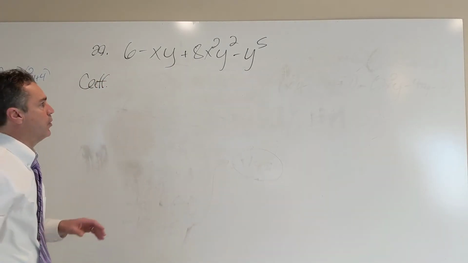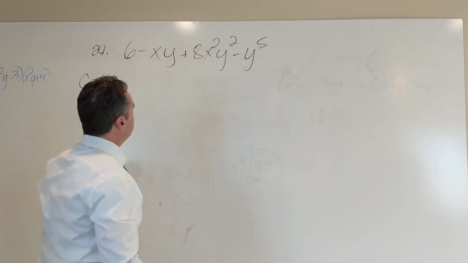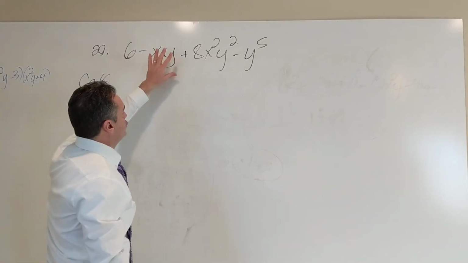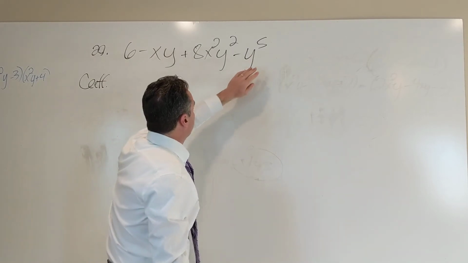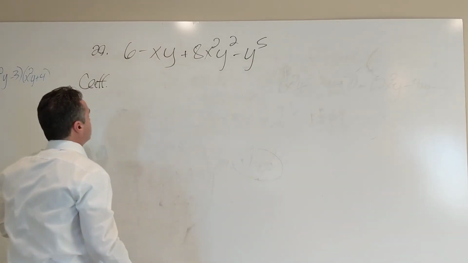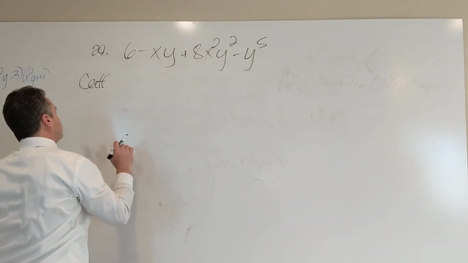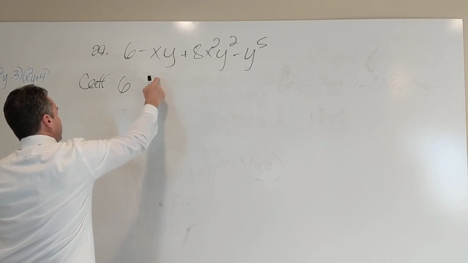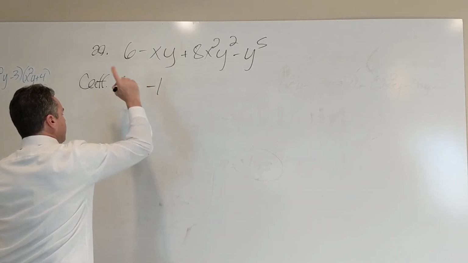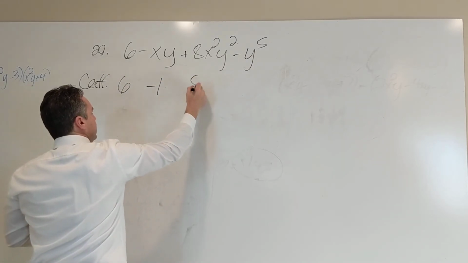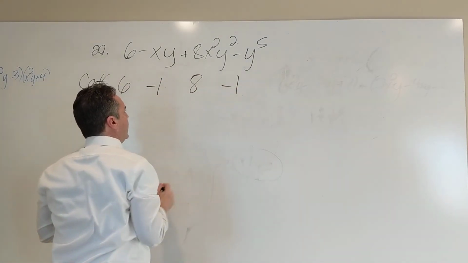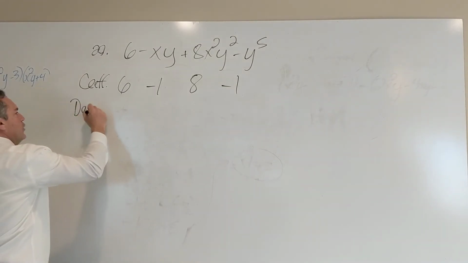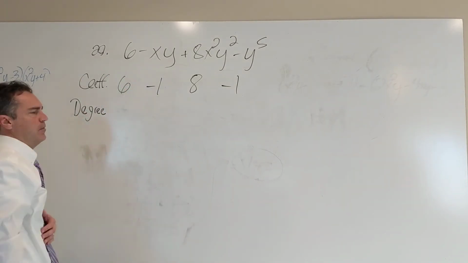Remember, it's the big number. How many terms are in this polynomial? How many terms? 4, that's right. 1, 2, 3, 4. Terms are separated by plus and minus signs. What is the coefficient of this term? That's right, it's 6. It's always the big number. How about this one? -1. That's right, don't forget the negative. 8 and -1 again. Coefficient, big term. Good job. Okay, now what is the degree of each term in the polynomial?